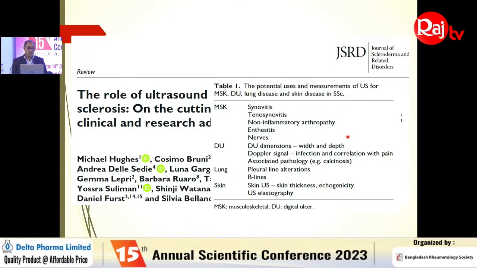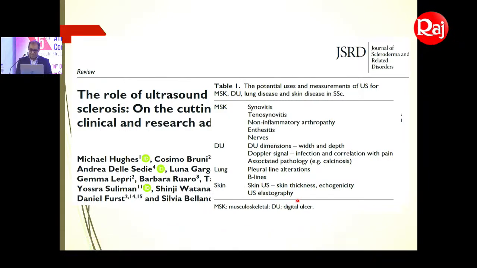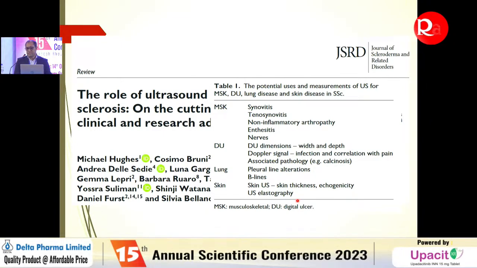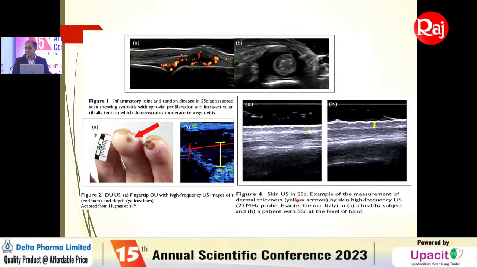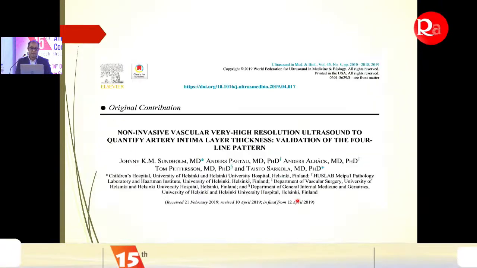There is a role of ultrasonography in systemic sclerosis, like synovitis and tenosynovitis in case of arthritis. Digital ulcers and their depth could be identified, along with any infective focus, by ultrasonography. If a patient with systemic sclerosis has DPLD, by doing ultrasonography we can find out the DPLD. And by seeing the skin thickness, we can find out the severity of systemic sclerosis.